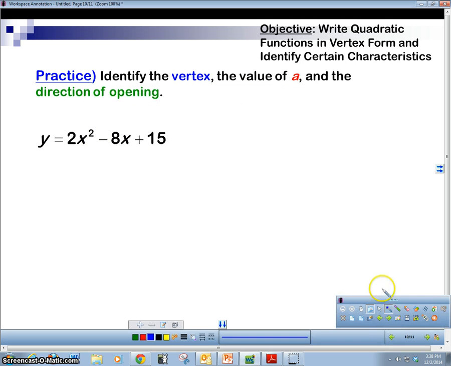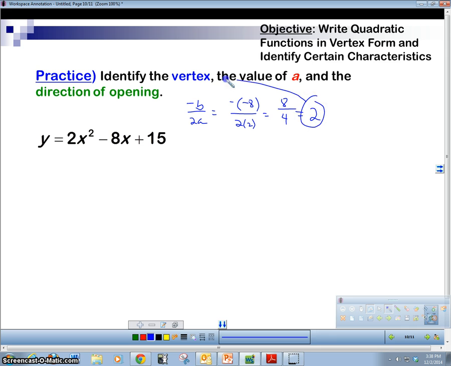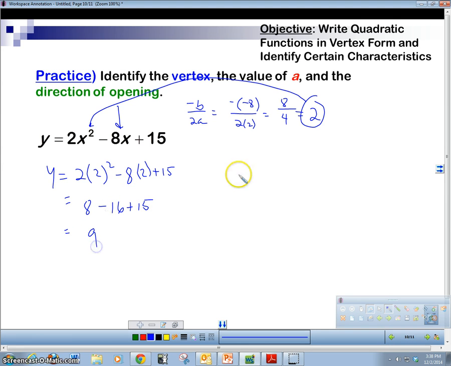Take a look at another one. Again, you're going to use the negative b over 2a because this is in standard form. So negative negative 8 over 2a. So we're going to get 8 over 4, which is going to give me 2. So I'm going to take 2 and plug it in to x squared. Okay, so y equals 2 times 2 squared minus 8 times 2 plus 15, which is 2 times 4, which is 8. Minus 16 plus 15, which is going to give me 9. So I'm going to have 2 comma 9 as my vertex.